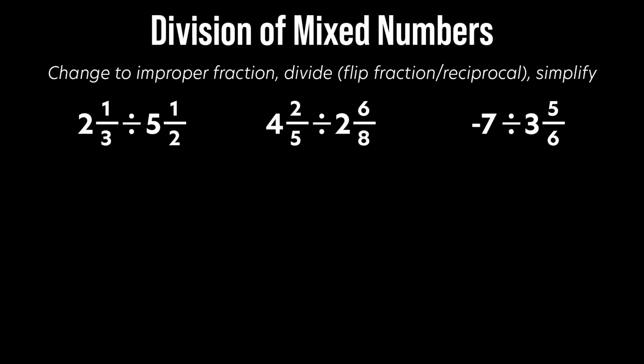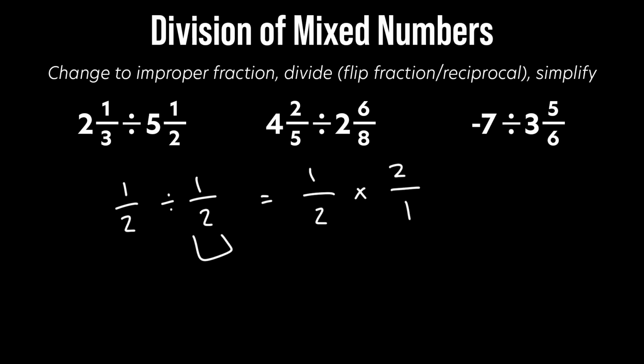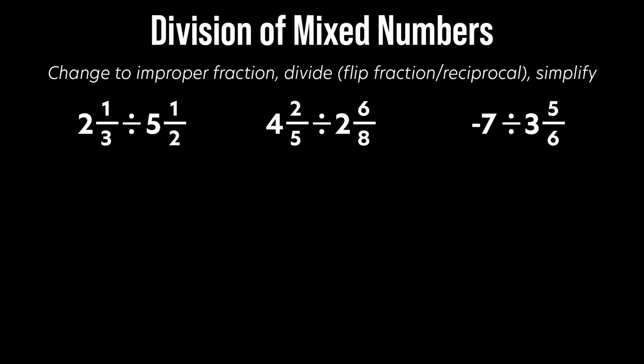We're basically using the same property where if you divide two fractions like 1/2 and 1/2, this is the equivalent of multiplying 1/2 with the reciprocal of the second fraction, which means that you simply flip the second fraction around so that it's 2/1. So this equation here and this equation here are the same. So we're applying the same property to mixed numbers. So the rules are: change to an improper fraction, then divide by flipping the fraction, aka taking the reciprocal, and then simplifying.